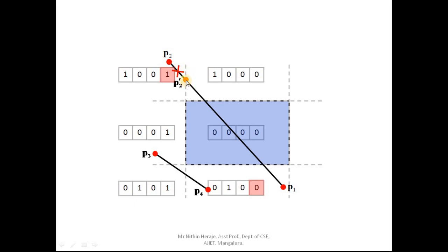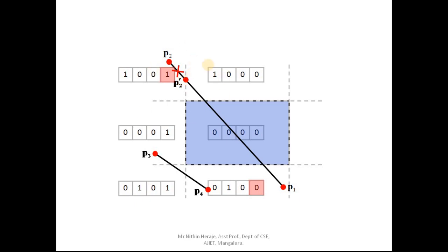So you need to find the intersection point, that is P2 dash, and you can calculate this value with the formulas that were specified in the previous slide. You need to find the x and y intersection values for this particular point, and that point becomes P2 dash, right? So this is one step.